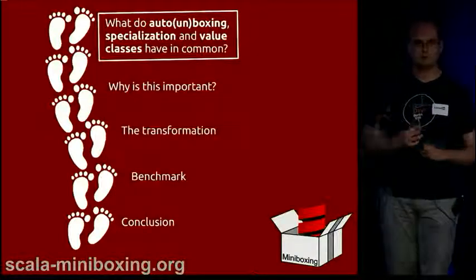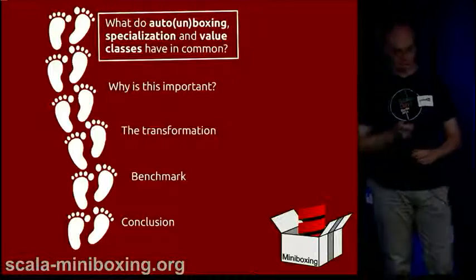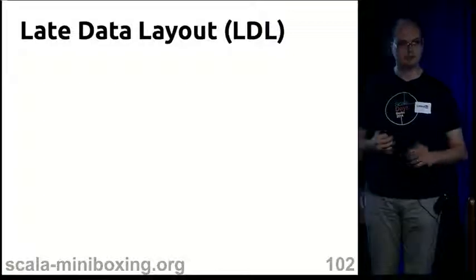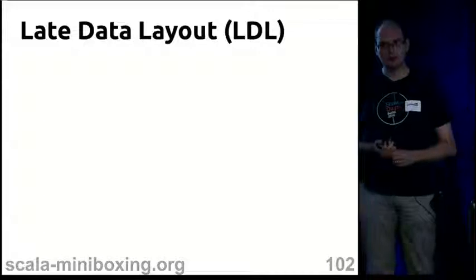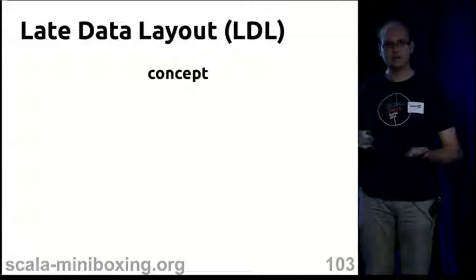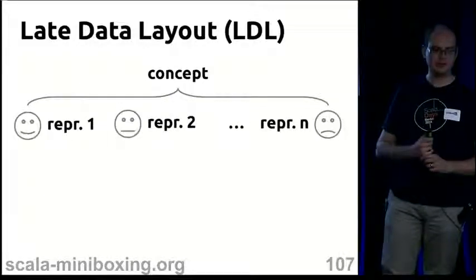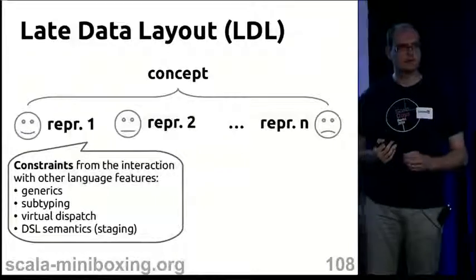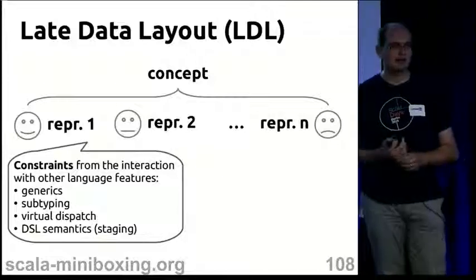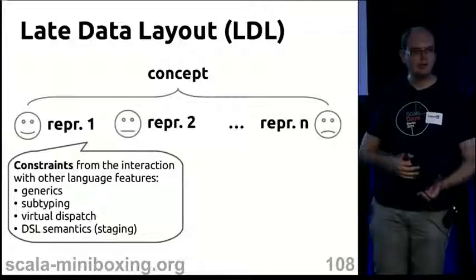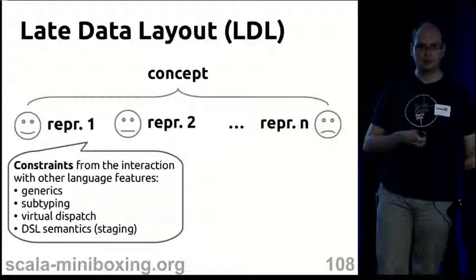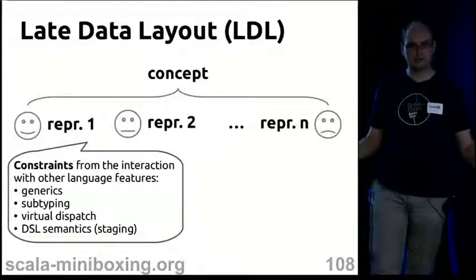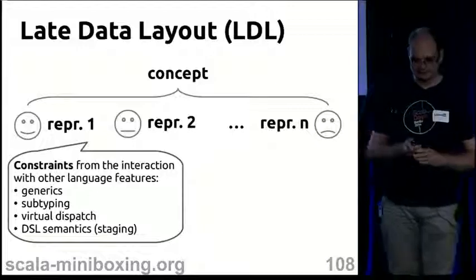We talked about what is uniting, what is the common theme of these transformations. Now, let's take some time to think about why this is important. The reason I present this to you is because there's a transformation we call the late data layout transformation. It's basically exactly what we've seen: a high-level concept that goes into multiple representations, and it's based on all kinds of constraints. The constraints can be generics, erased generics, methods that we call through dynamic dispatch, subtyping, or domain-specific information based on what we know about purity or about DSL elements. For example, multi-staging doesn't even care about generics or their implementation. It's all about the DSL semantics there.